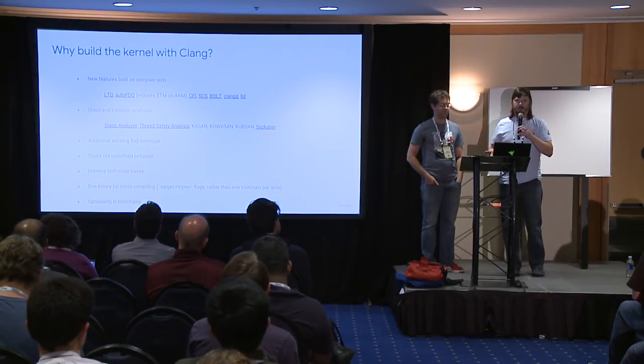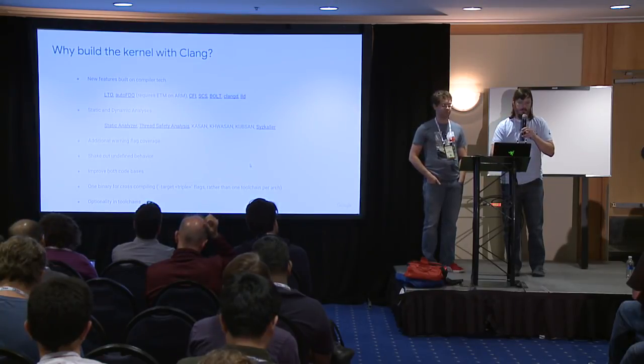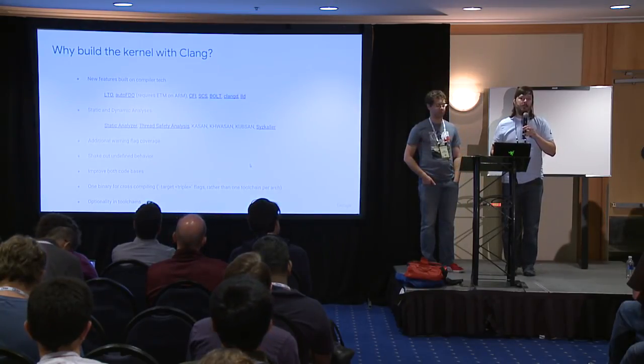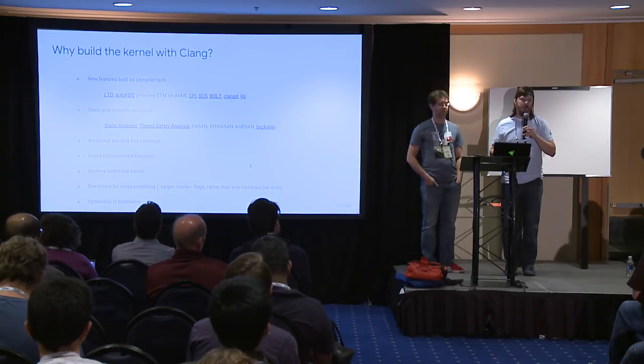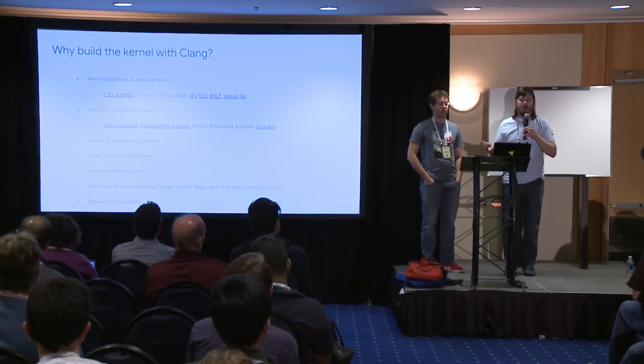One sort of fringe benefit if you work with a lot of different architectures is that Clang, unlike GCC, you can configure it to basically be multi-targeted. So you have a single binary that targets every single architecture you care about. So if you work on several different architectures, you don't have to have hundreds of megabytes of toolchains, you just need the one.